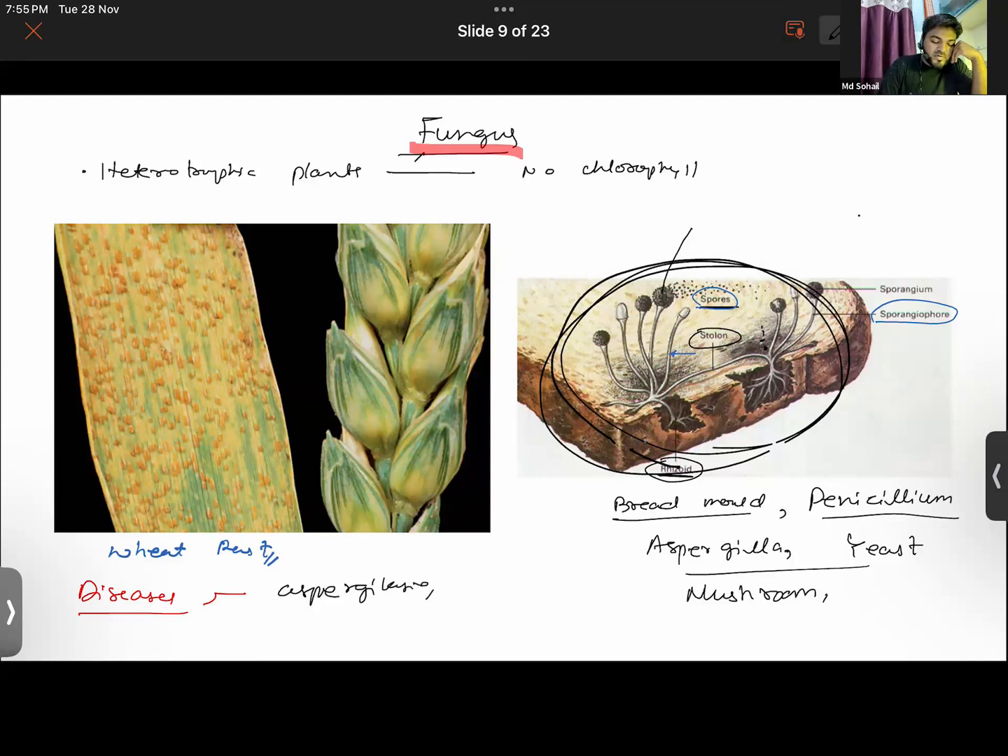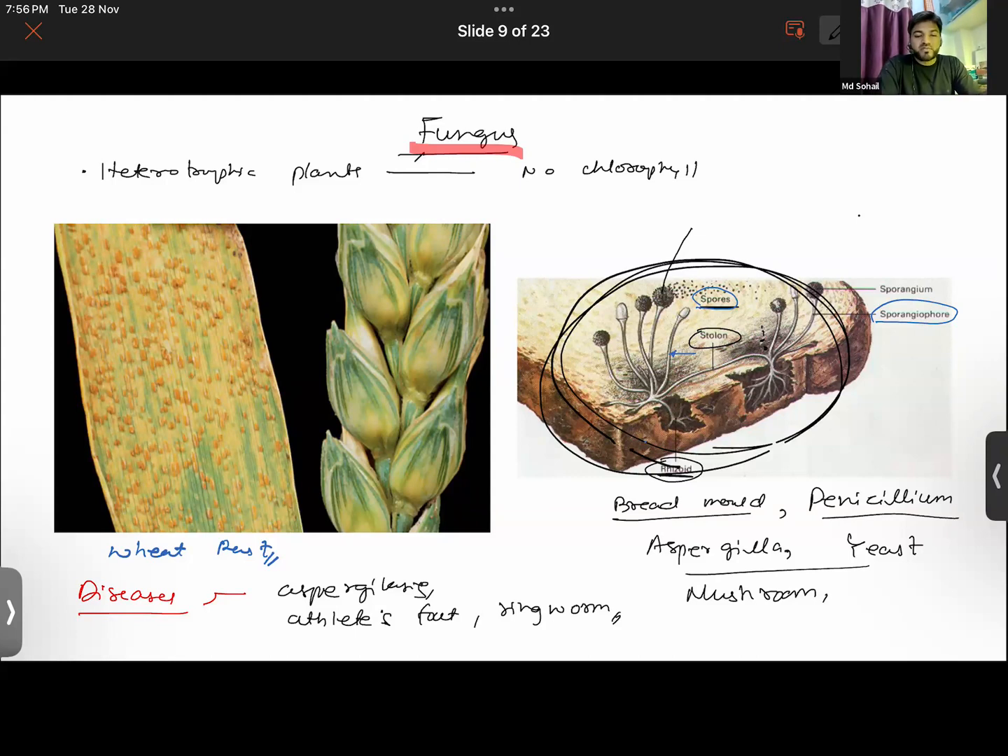Aspergillosis. Then you have the example of athlete's foot. That is a disease caused in humans by fungi. Then you have the example of ringworm also. So these are caused by fungi. These are very important, so do remember them: aspergillosis, athlete's foot, and ringworm, right?